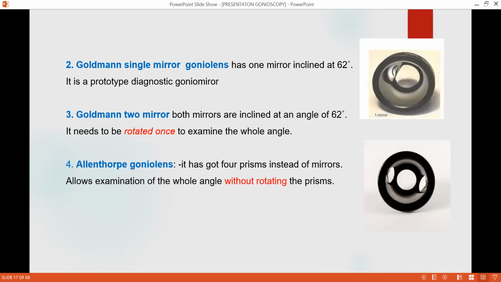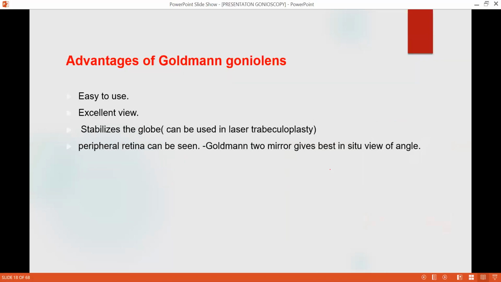Other lenses are the single mirror gonio lens. It has only one mirror inclined at an angle of 62 degrees. It is a prototype diagnostic gonio mirror. A third type is the Goldmann 2-mirror gonio lens. It has two mirrors inclined at 62 degrees, so we need to rotate this lens only once to examine the whole angle. And the fourth one is the Allen-Thorpe gonio lens. It actually has 4 prisms instead of mirrors, so it gives the structural anatomy of the whole angle without rotating the lens. The advantage of the Goldmann gonio lens is that it is easy to use.